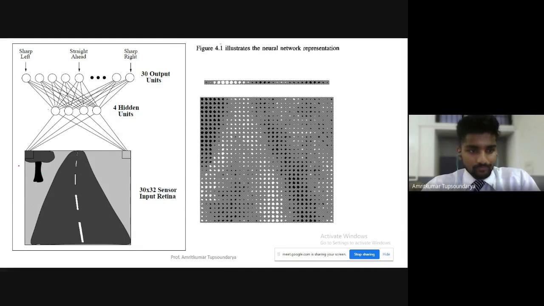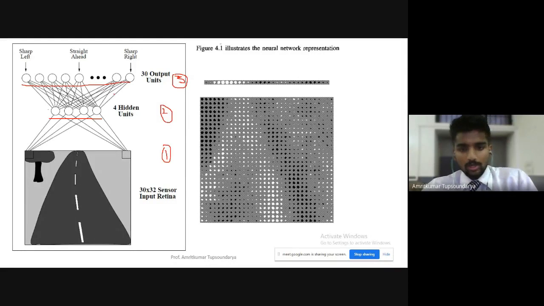And this is how the neural network is represented. We have three basic layers. One is the input layer. Second is the intermediate layer, which is the hidden layer. And the third one is the output layer, where we get the actual output of our program, that is the decision. In this case, it is the decision whether to steer left, take a right, or go straight. The number of units in the hidden layer and in the output layer depend on the problem statement.